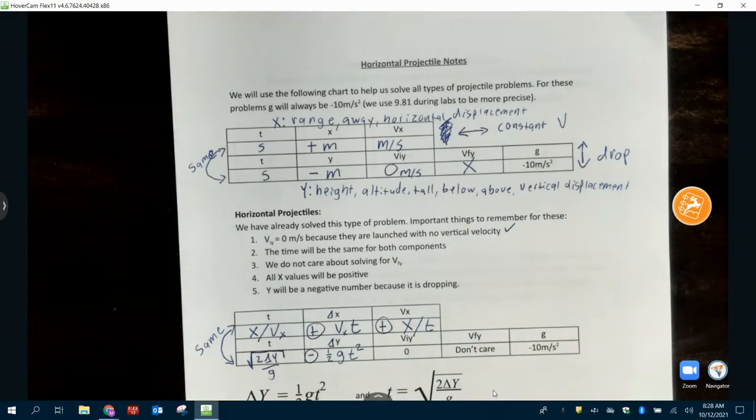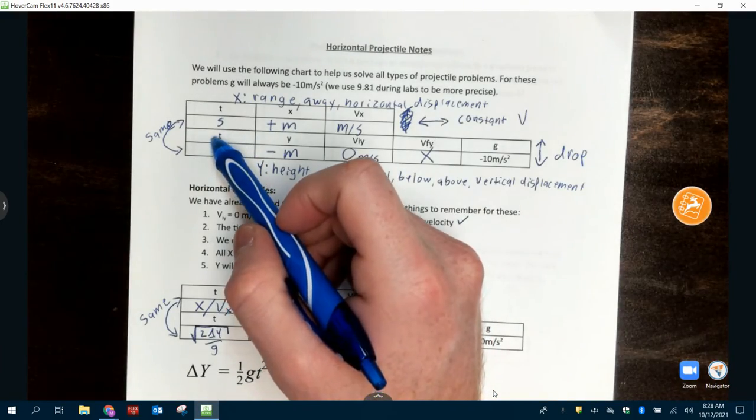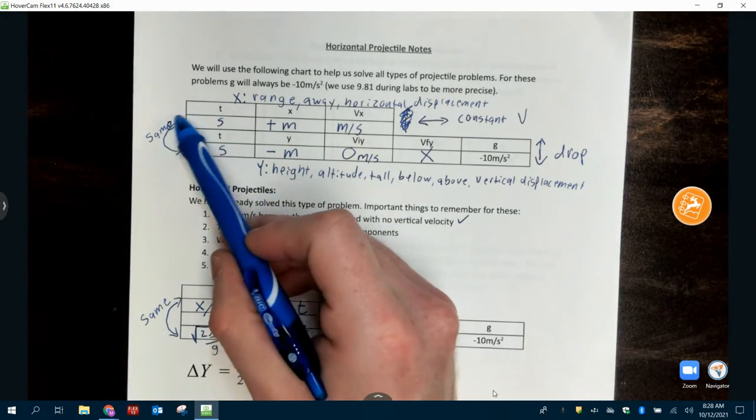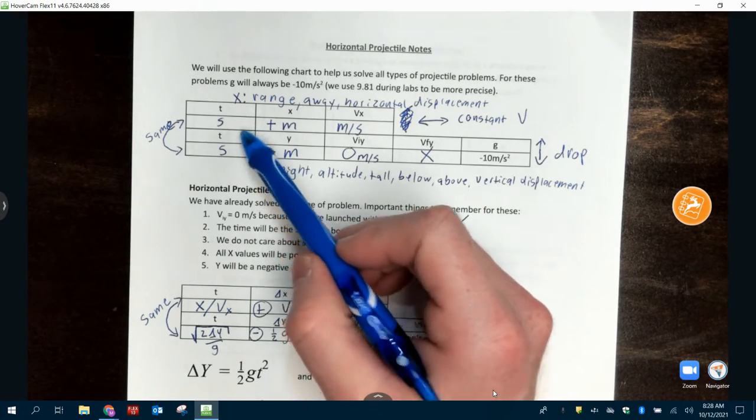All right, recap of what we've done so far. Up here, we're just filling out the units so that we can pick stuff out. So we know that time is seconds, and they're going to be the same number. So as long as you're given something in seconds, you mark down the same time for both.